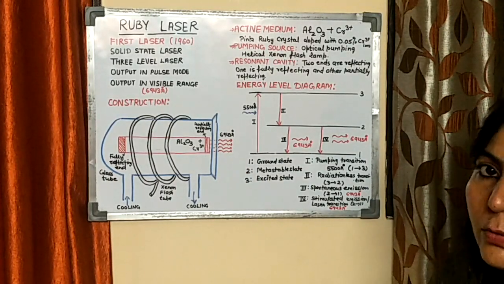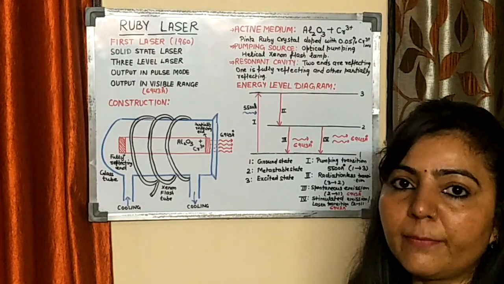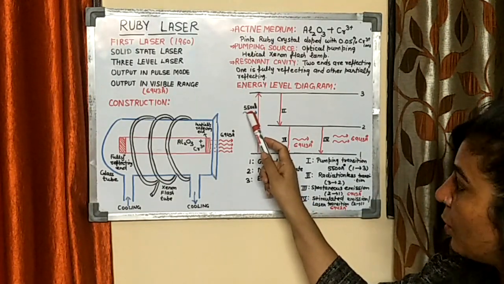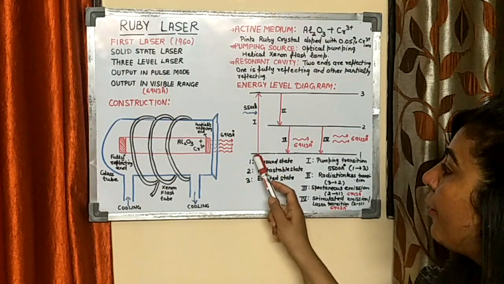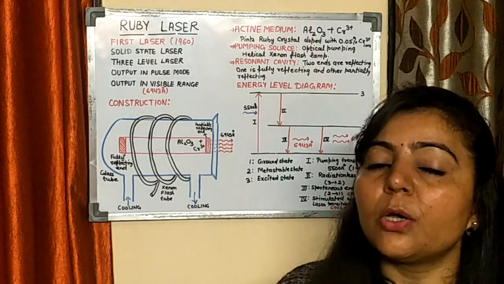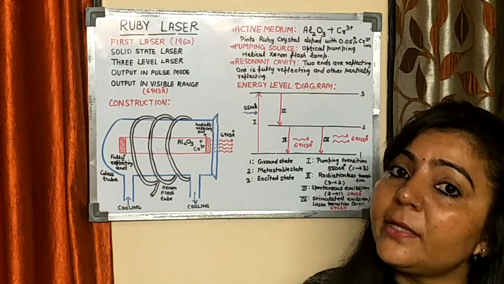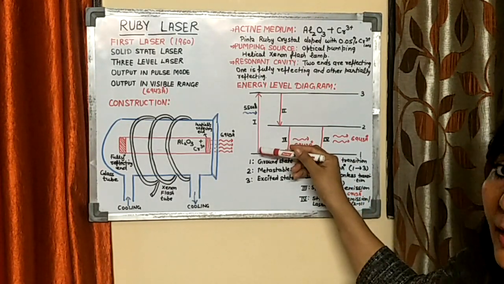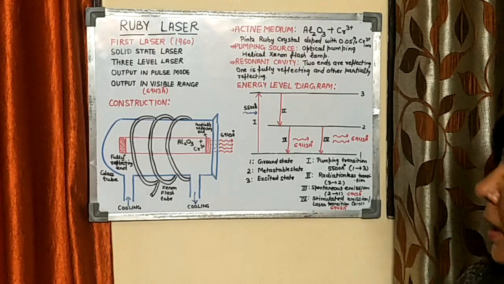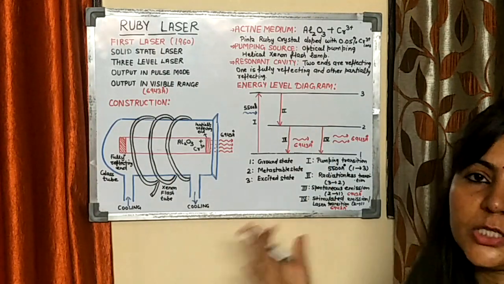Now out of all the photons provided by this optical pumping source, only the photons of a certain wavelength will be absorbed. Only the photons of wavelength 5500 angstrom are required in order to move from ground state to excited state. It means out of all the photons, only the photons of green light, that is wavelength 5500 angstrom, will be absorbed, and after absorbing those photons, chromium ions will move from ground to excited state. Now when these chromium ions reach the excited state, they are highly energetic. Their energy is very high.